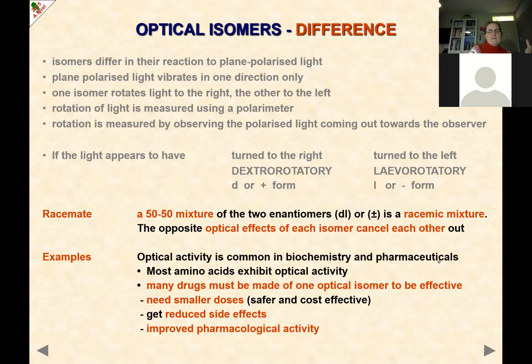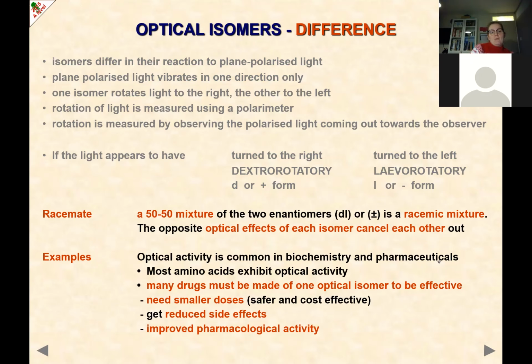Some examples of this: optical activity is really common in biochemistry and pharmaceuticals. Like we said before, lots of amino acids exhibit optical activity, and many drugs must be made of one optical isomer to be effective. If we have both, it's not as effective, or it might not work at all. So we have to purify it. Either we make the racemic mixture and then get rid of the isomer we don't need, or we synthesize a pure substance.